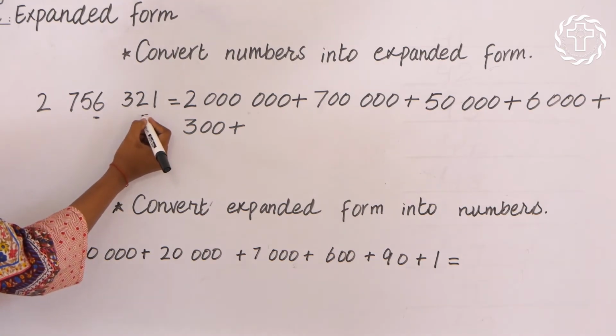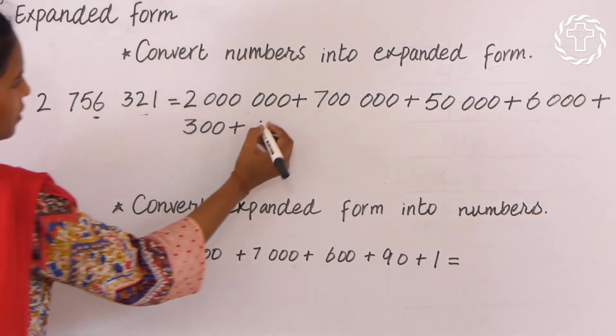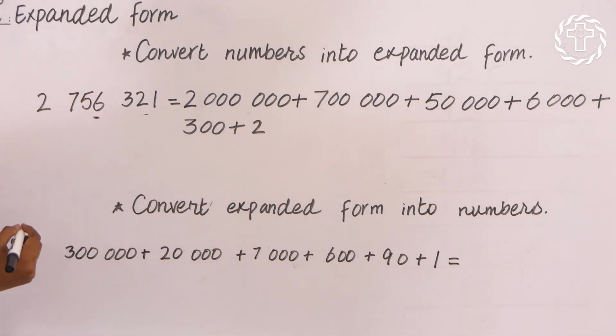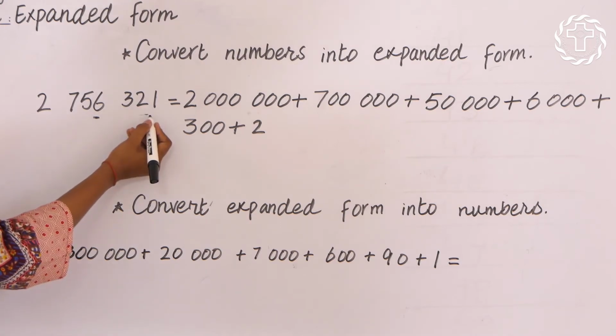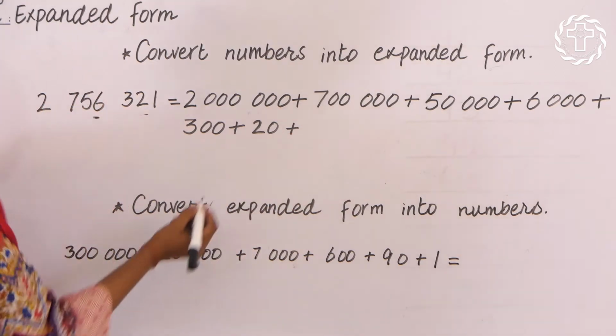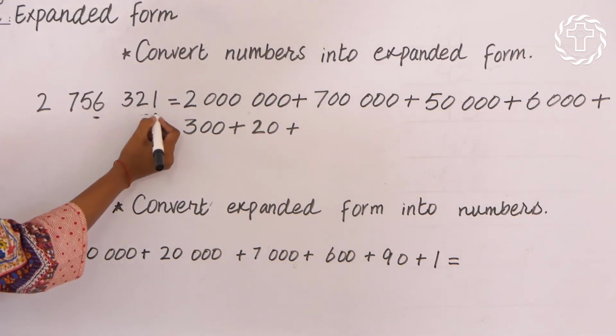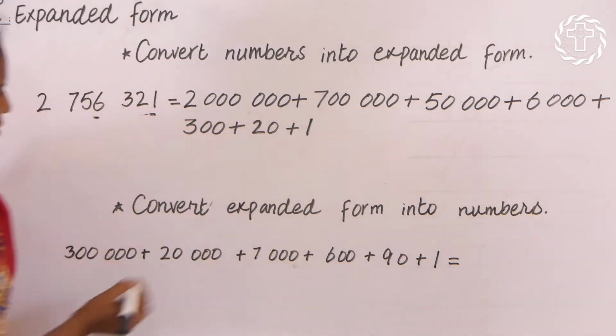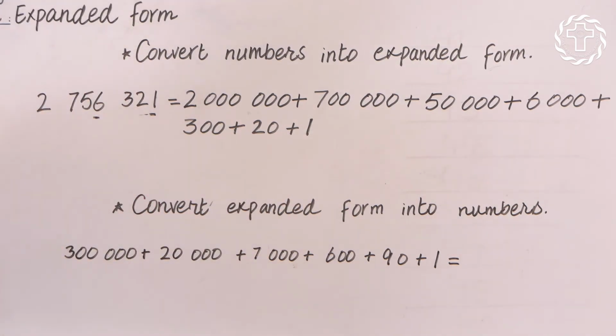The sixth digit is the digit 2. We will write the digit 2 as it is. Then we will put 0. Again, we will put the sign of addition. The last digit is digit 1. We will put digit 1 as it is. This is the expanded form of the number.